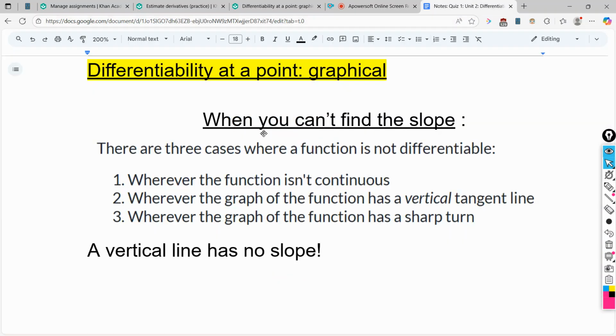All right, so the cases when you can't find the slope, there are three cases when a function is not differentiable. That means you can't find the slope. Wherever the function isn't continuous, wherever the graph of the function has a vertical tangent line, and wherever the graph of the function has a sharp turn. You want to remember a vertical line has no slope, so that's why there's case 2.